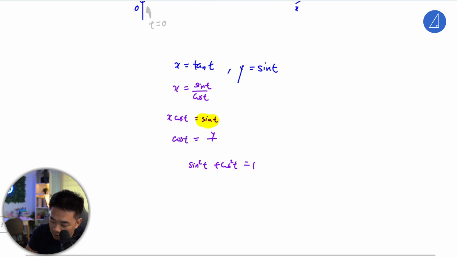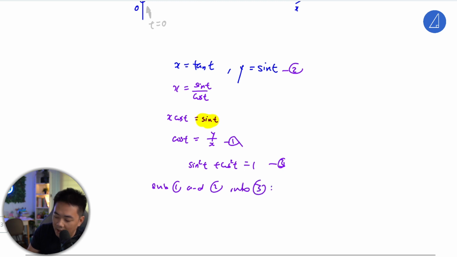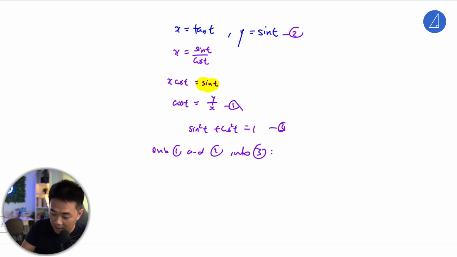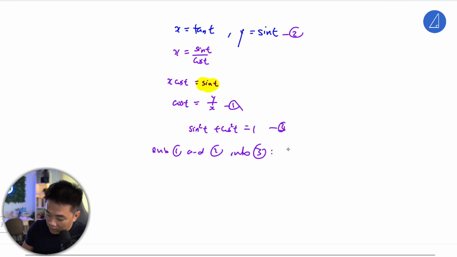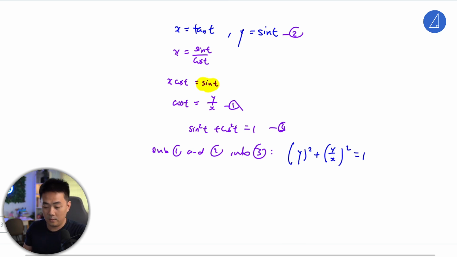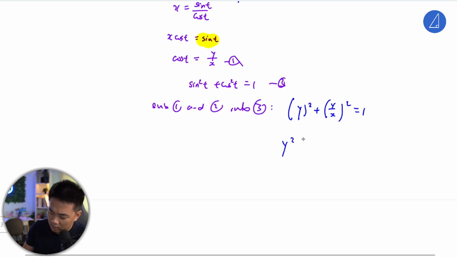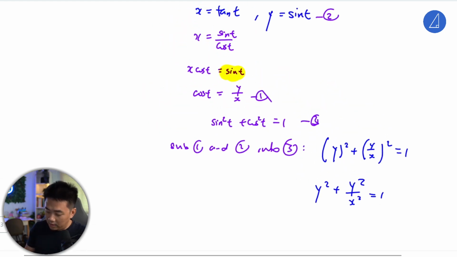Sine t is y over x. So this is equation 1 and 2. Sub 1 and 2 into 3. The whole idea is to get rid of the t. I don't care how I get it, but this is sine, so it's y square plus y square over x square equals 1. So I think this is it: y square plus y square over x square equals 1. Okay, so there you go.